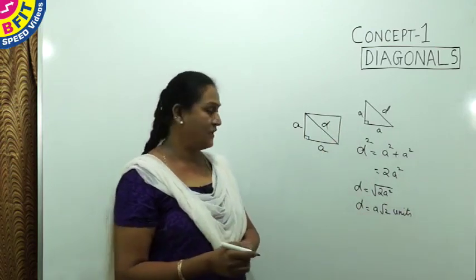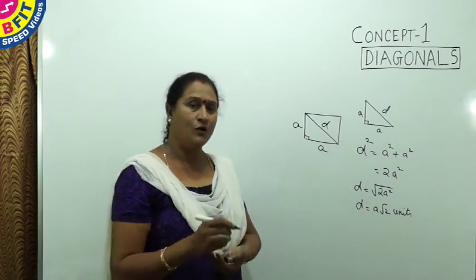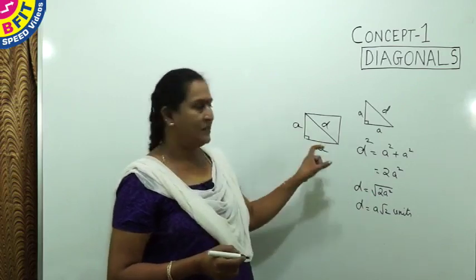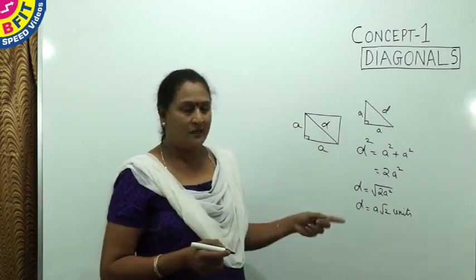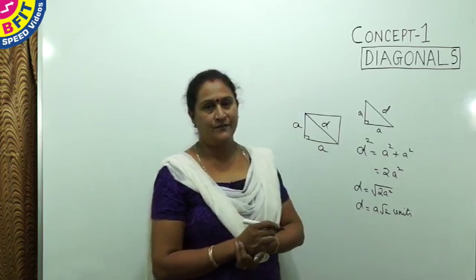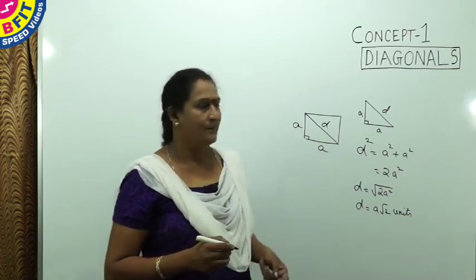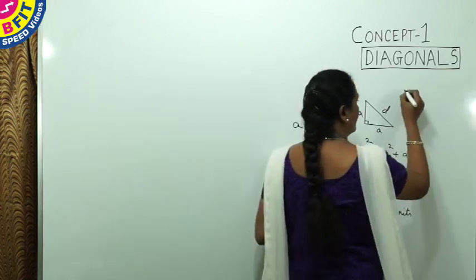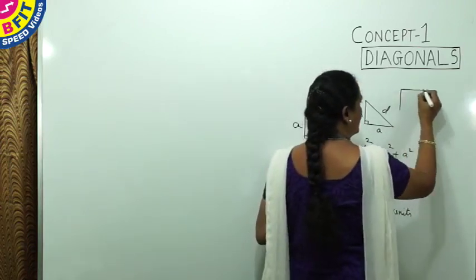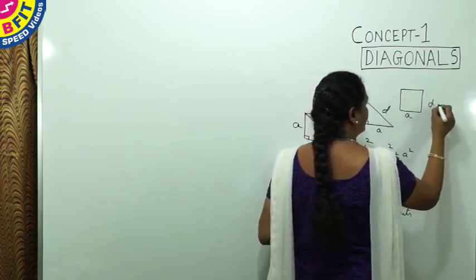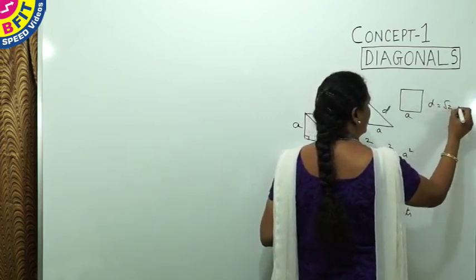Only for area we have square units. For volume, cubic units. For a diagonal, it is just the length, whether it is centimeters or meters, we write just the units. Now the diagonal of a square is root 2 times A. So for a square of side A, the diagonal is root 2 times A.